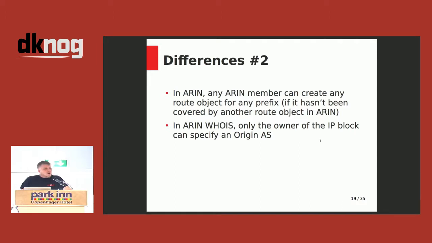Then there is an IRR operated by an RAR, the ARIN IRR. And any member of ARIN can create any route object for any prefix if it's not yet covered by another route object. So again, very little checking. There is almost no checking. So anyone can create route objects in the ARIN database for our European prefixes. That's not good news. In the ARIN WHOIS database, which is yet another database, only the owner of an IP block can specify the appropriate origin ASN. So there are two databases in the ARIN region, and they have very different meaning, different semantics, and different authorization model.